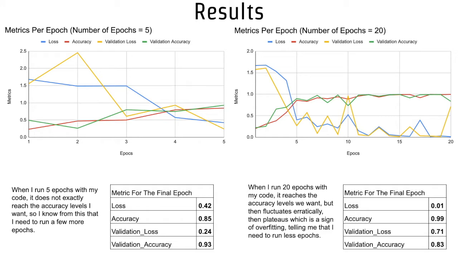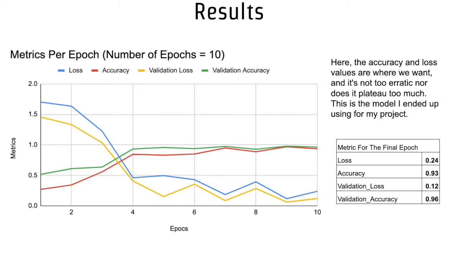Here are my results. As you can see, I ran 5 and 20 epochs. When I ran 5 epochs, I barely reached the accuracy and loss levels I wanted. But when I ran 20 epochs, I reached the levels I wanted, but it overfit. So I chose to use 10 epochs. Here, the accuracy and loss levels are where we want, but it's not too erratic, nor does it plateau too much like 20 epochs. This is the model I ended up using for my project.